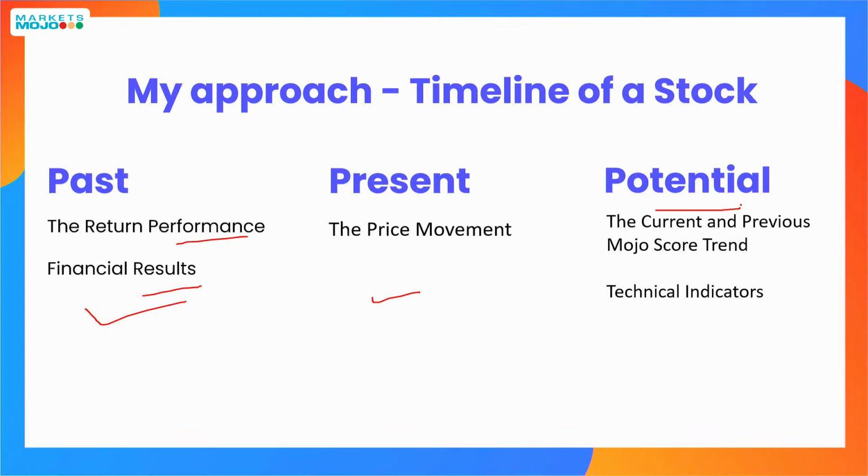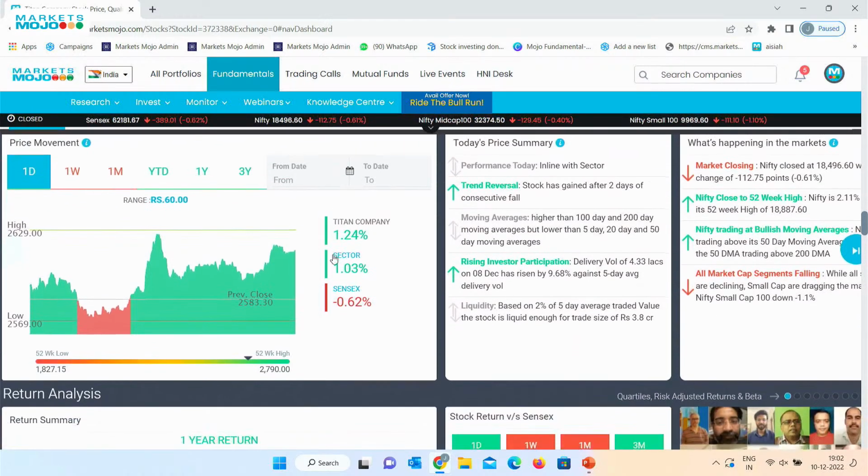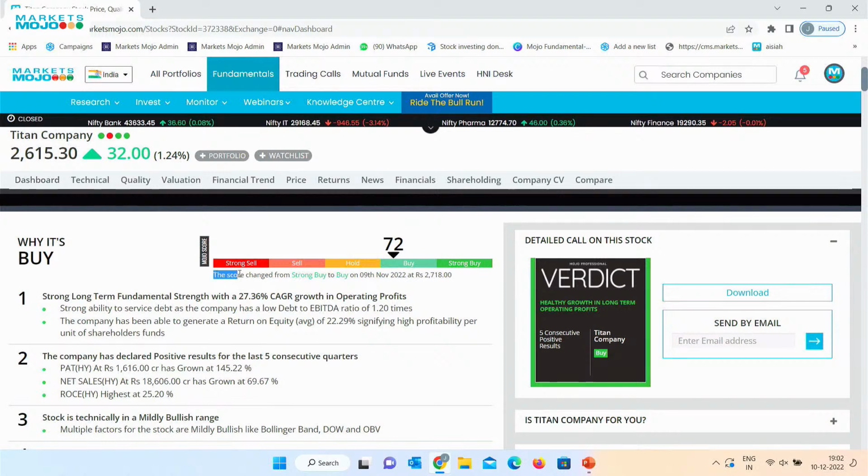Lastly, the potential of the company. Okay, let's see how Markets Mojo's score has changed. To go to the score, simply click on dashboard. I think most of you all know it's the first thing which is available over here. Now, okay, look at this. The score has changed from strong buy, which was over here, to buy.